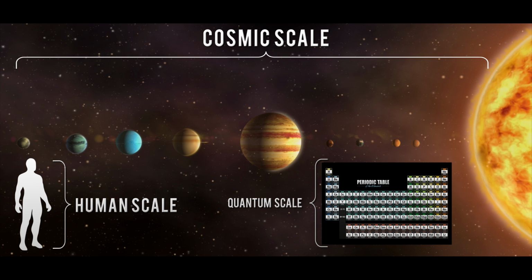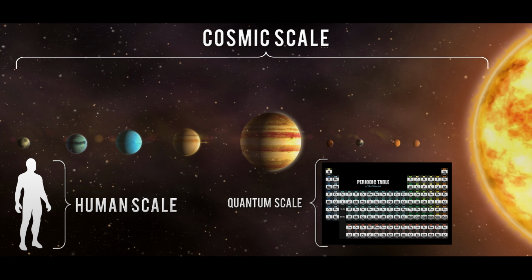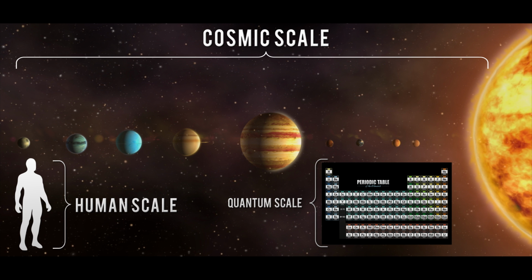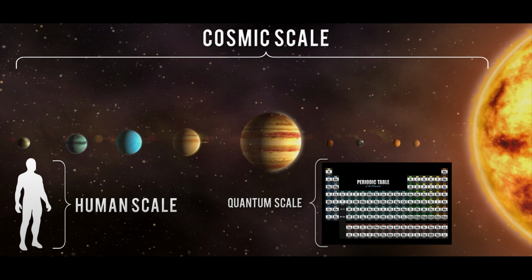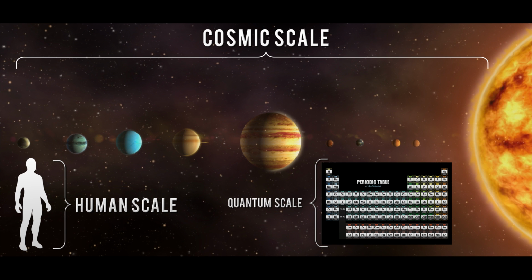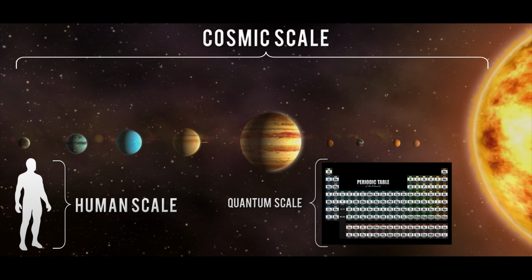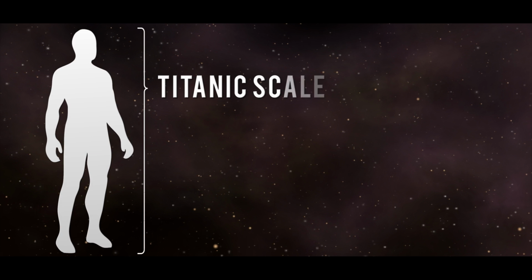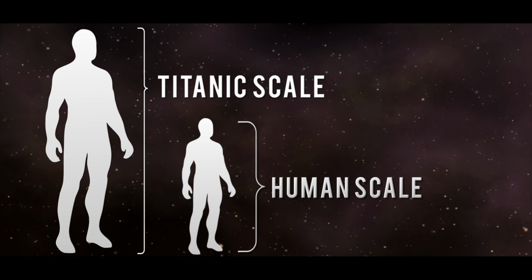Now, fractal physics theory argues that the cosmic scale, that very large, and the quantum scale, the very small, are equivalent. They're different in size, they're different in mass, but in other aspects, they're exactly equivalent. There exists also a very large scale, larger than the cosmic scale. I call that the titanic scale. It's equivalent to the human scale.